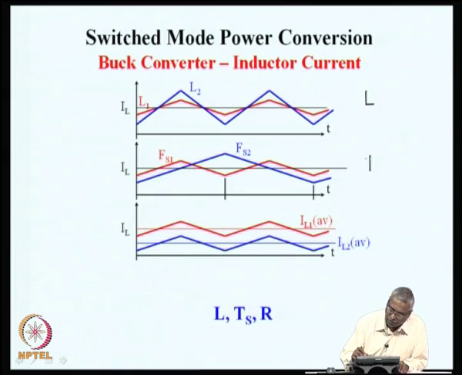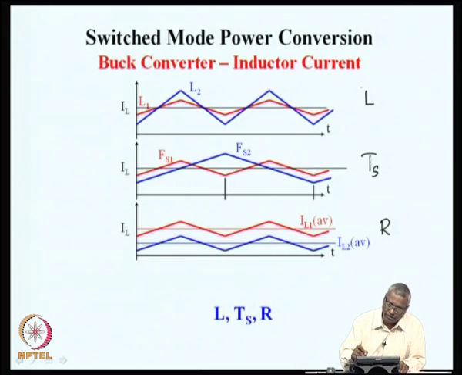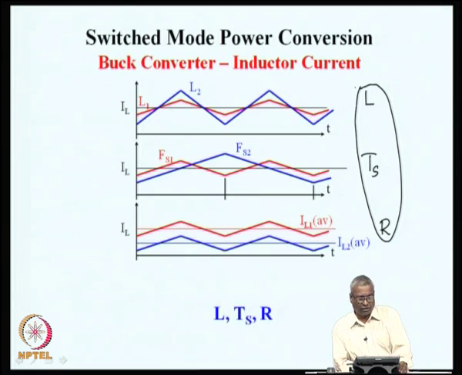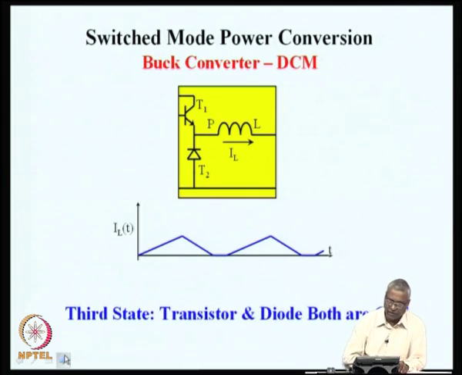Then change in switching frequency or switching period. If the switching frequency drops, ripple current increases. And the third one is the load. If the load current is reducing, then also the ripple factor or the ripple current is increasing. So, these are the three parameters which are governing the ripple current or the ripple factor. Now, the consequence of these changes can be seen in a particular mode of operation.